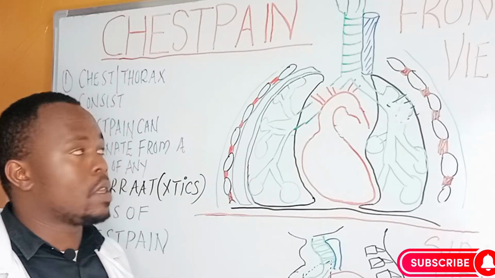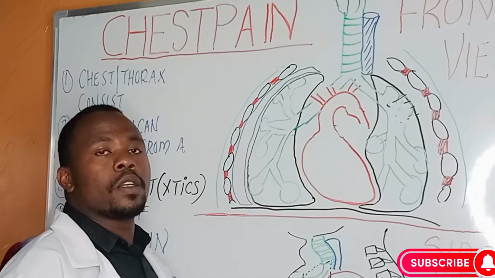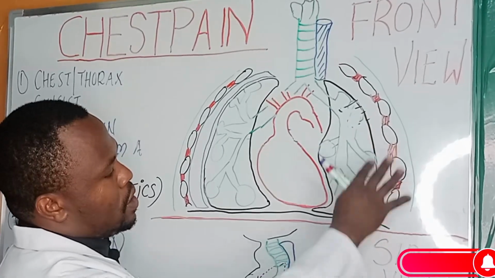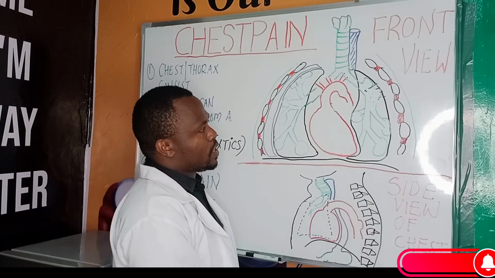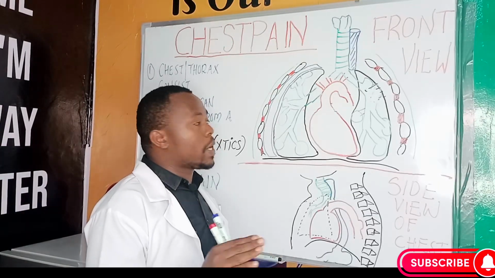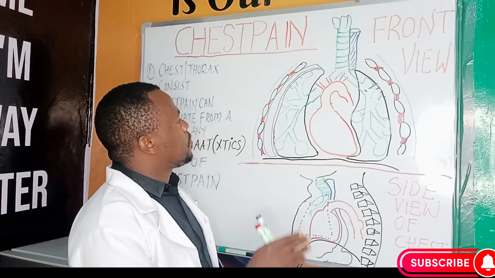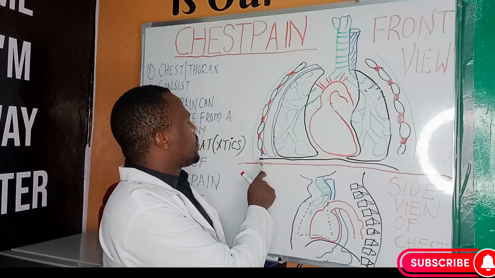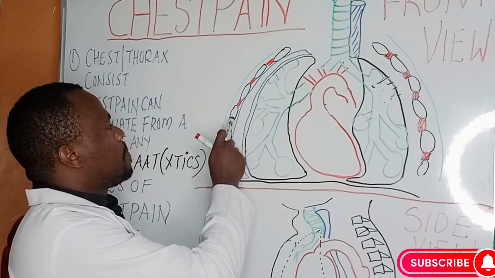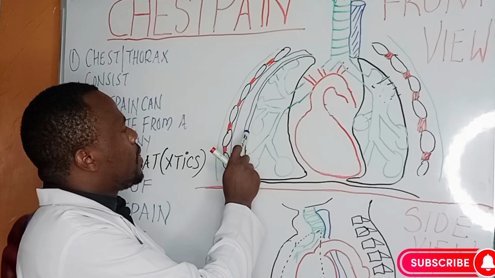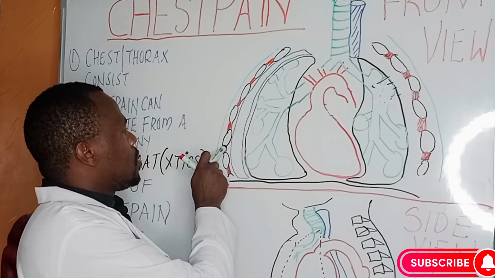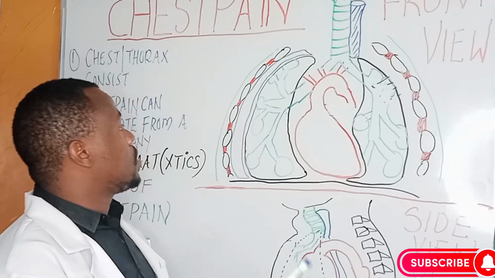or thorax. This is the anatomy of the chest or thorax. We have the front view of the chest, and we have the side view of the chest. So we have the structures that comprise the chest. From outside to inward, we have the skin, then we have the ribs. These are the ribs. Then we have the muscles. The red ones are the muscles. In between the ribs, we have the muscles.